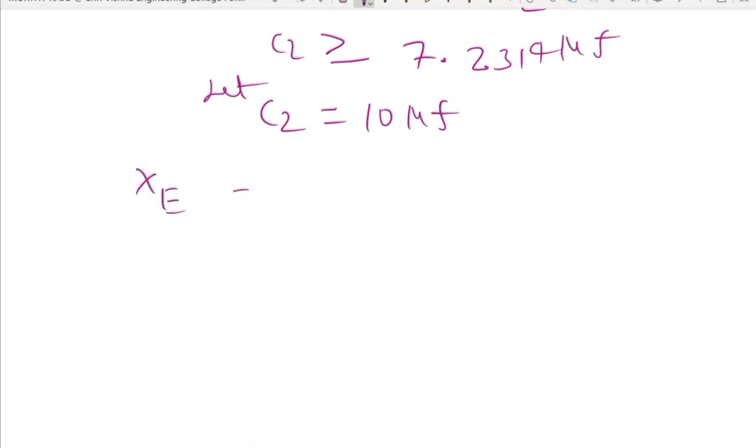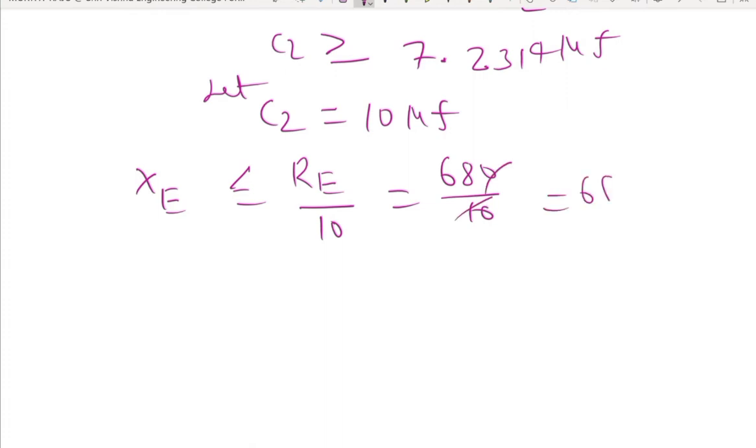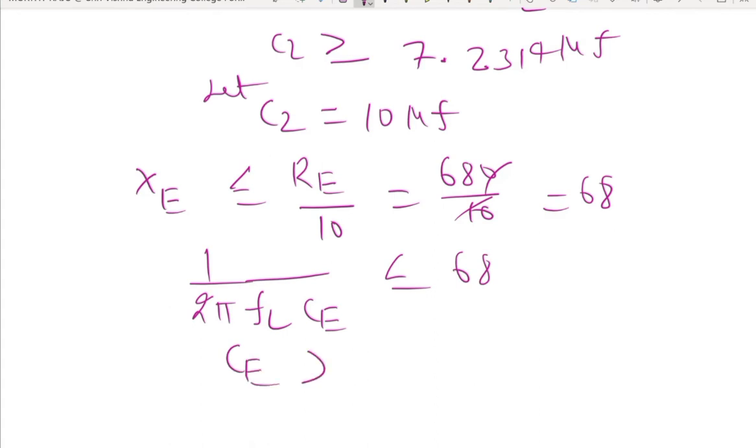XCE is less than or equal to RE by 10, that is 680 by 10, equal to 68. 1 by 2 pi FL CE less than or equal to 68. CE is greater than or equal to 1 by 2 pi FL into 68.